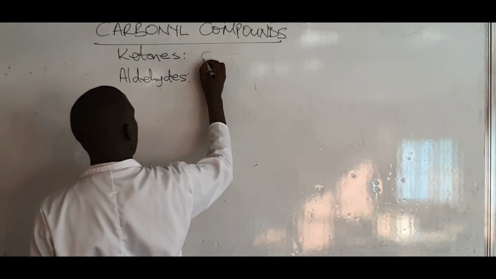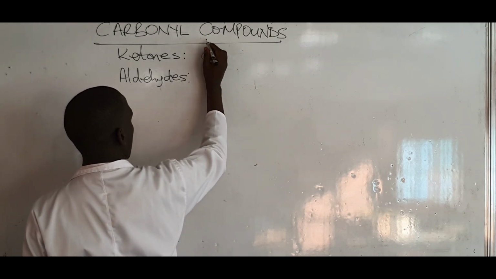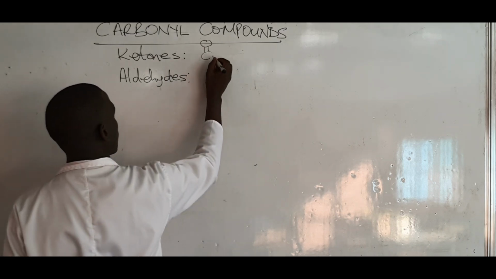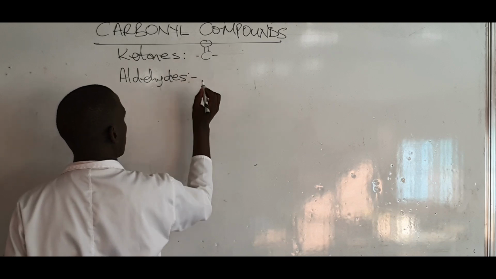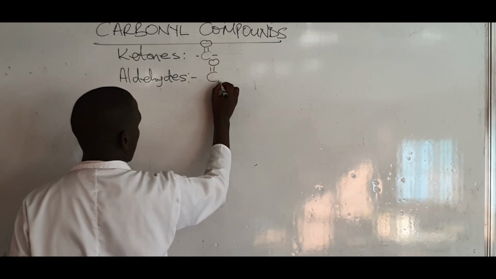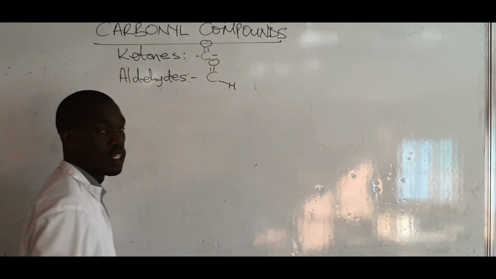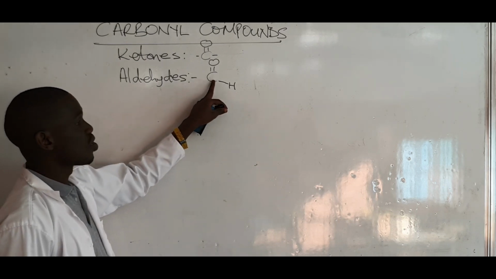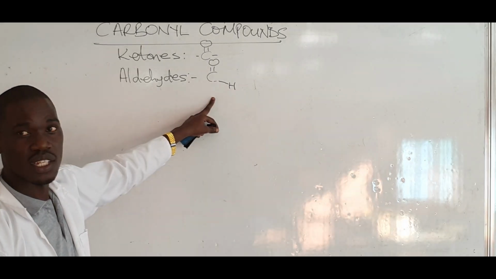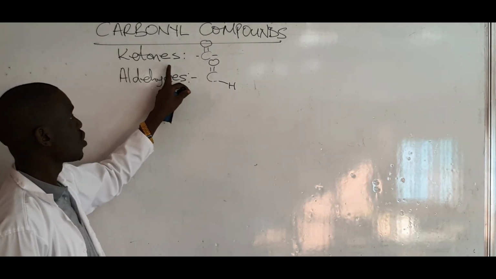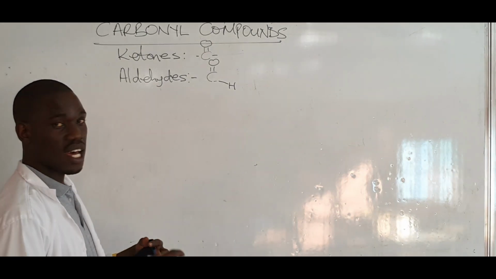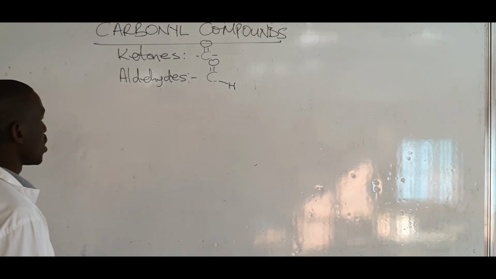For ketones, they have carbon double bond oxygen as their functional group, and then in aldehydes we have carbon double bond oxygen, and then the carbon is bonded to hydrogen. Actually, this functional group on aldehyde is found on the ending carbon. That's on the terminal carbon. Then the functional group for the ketone is found in the middle of the chain. It's not at the end of the chain.